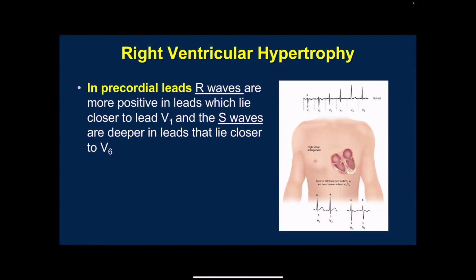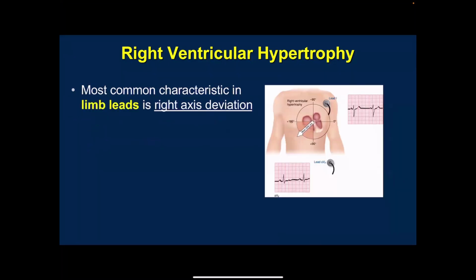So this is basically what they're telling us. The R waves are going to be really positive in the first leads, which are V1 and V2. And then as you move away from the right ventricle, the S waves will become deeper. Not the most important thing to remember, but you'll see it as a pattern. Okay?